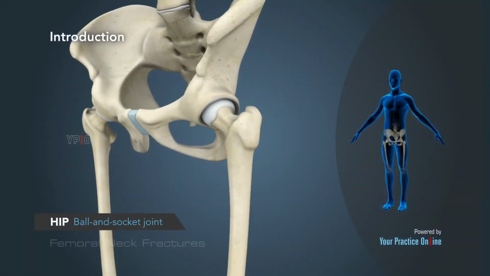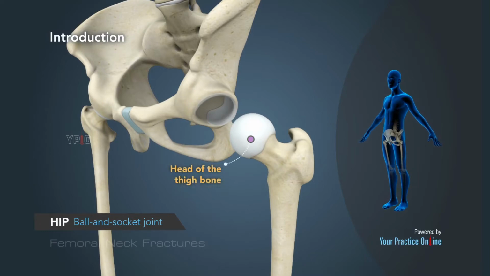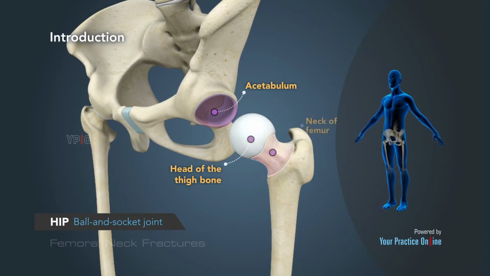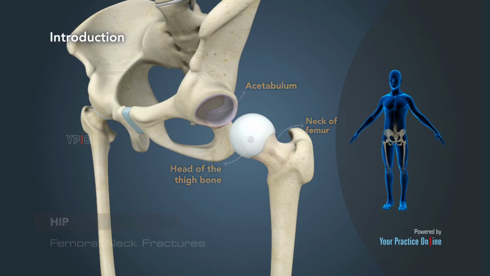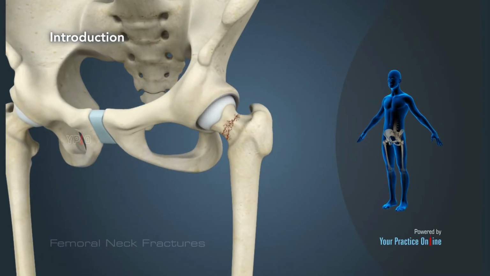The hip is a ball and socket joint made up of the head of the thigh bone or femur that acts as the ball and fits into the rounded socket of the hip bone or acetabulum. The neck of the femur is the region just below the ball of the hip joint. Fractures to the femoral neck can completely or partially disconnect the femoral head from the rest of the femur.